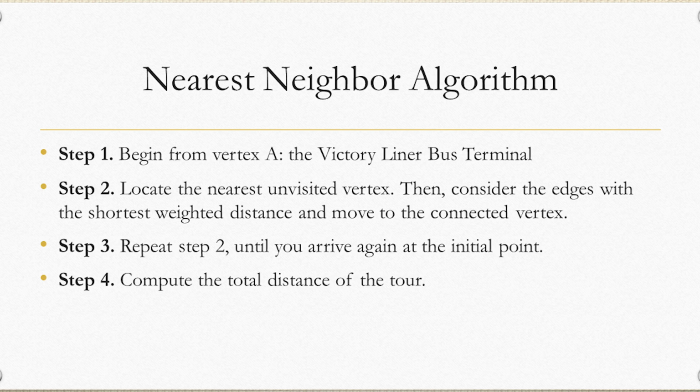In applying the NN algorithm, the algorithm went as follows. Step 1. Begin from vertex A, which is the Victory Liner bus terminal. Step 2. Locate the nearest unvisited vertex. Then, consider the edges with the shortest weighted distance, and move to the connected vertex. Step 3. Repeat step 2 until you arrive again at the initial point. Step 4. Compute the total distance of the tour.